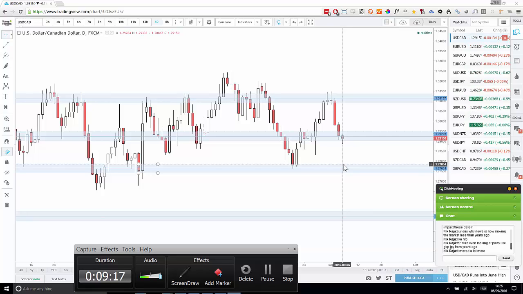Yeah, GBP JPY a few years ago was moving insane amounts. 2008, you could get GBP JPY moving about 1,000 pips in a day. It was crazy, but that wasn't due to news. That was just a general high volatility in the Forex market at the time.